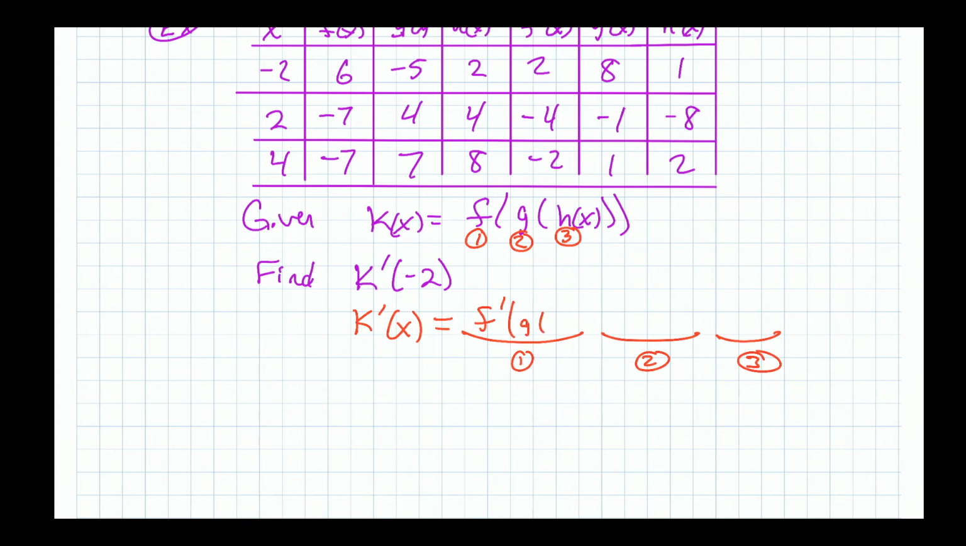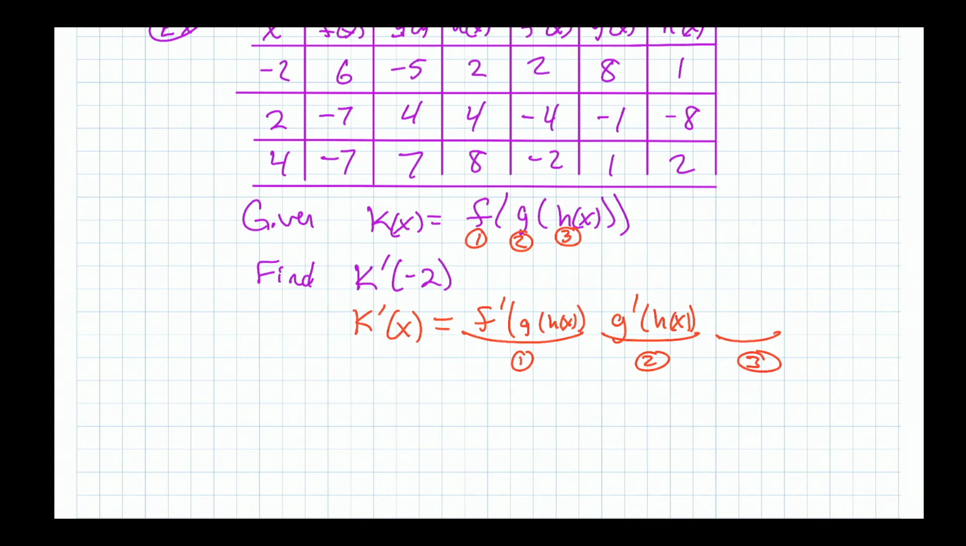Leave the inside alone. So just g of h. So now you multiply by the inside. So you multiply by the derivative of g, right? What's the derivative of g? G prime. What's inside? H, because that's what was inside g. All right, that's it.